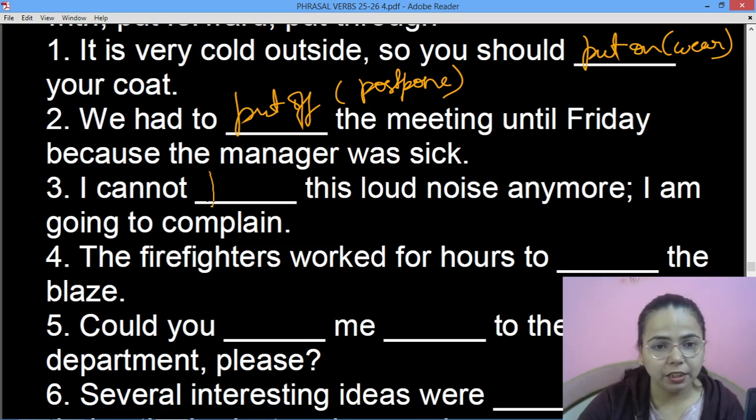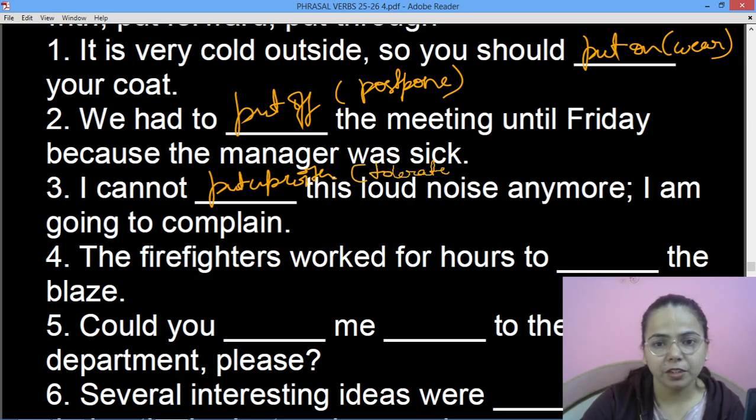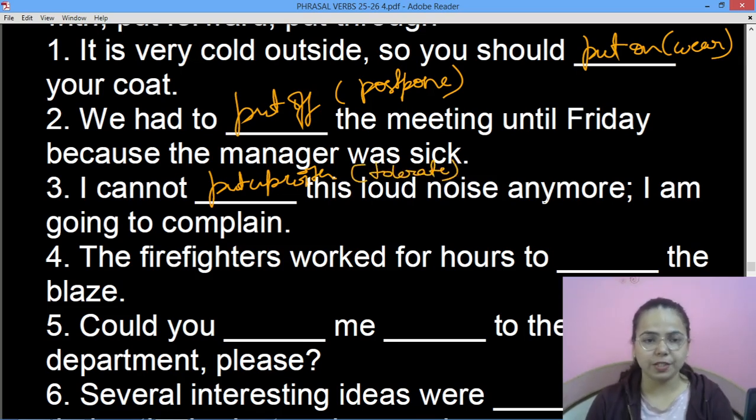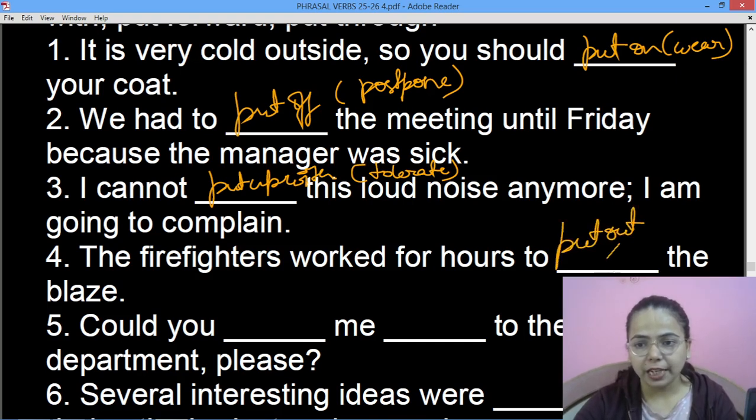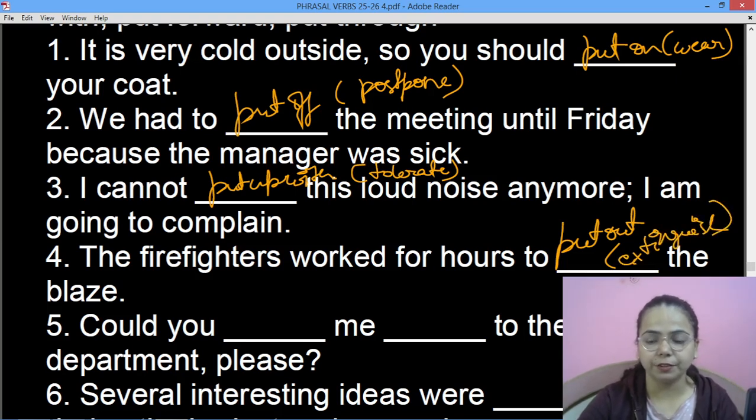Then, I cannot put up with, means to tolerate, this loud noise anymore. I am going to complain. The firefighters worked for hours to put out, means to extinguish, the fire, the blaze or the fire.